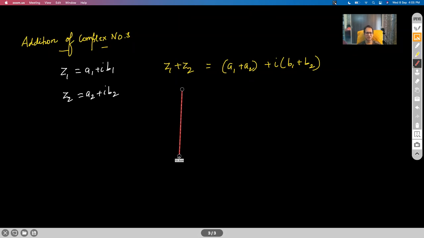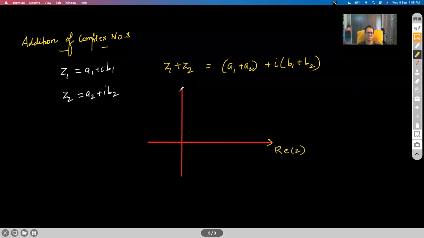Let us say I draw Z1 and Z2. Let's say this is my Argand plane, with a real Z axis and an imaginary Z axis. And let's say Z1 is located over here. Let me call it point A. And Z2 is located over here. Let's say I call it point B.